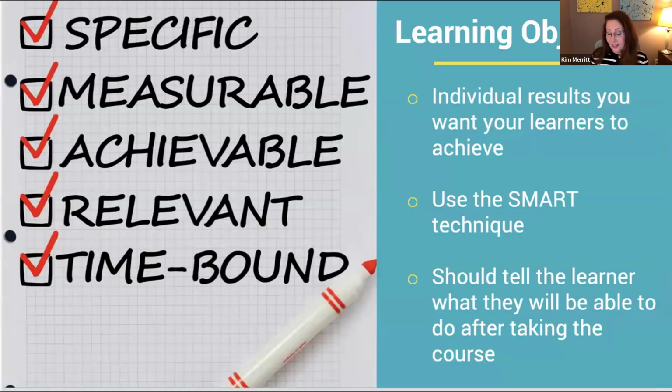Learning objectives should be easy to understand, they should be measurable, achievable, and relevant. They should communicate to your learner what they will be able to do after taking your course. Learning objectives should describe knowledge, mastery of a skill, or a change in attitude that your learners will acquire by taking the course.